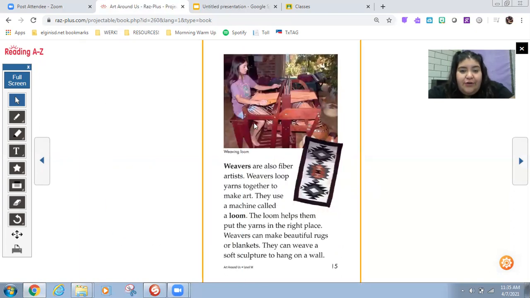Weavers, and there's a photograph and it says weaving loom. Weavers are also fiber artists. Weavers loop yarns together to make art. They use a machine called a loom. The loom helps them put the yarn in the right place. Weavers can make beautiful rugs or blankets, and they can weave a soft sculpture to hang on a wall.